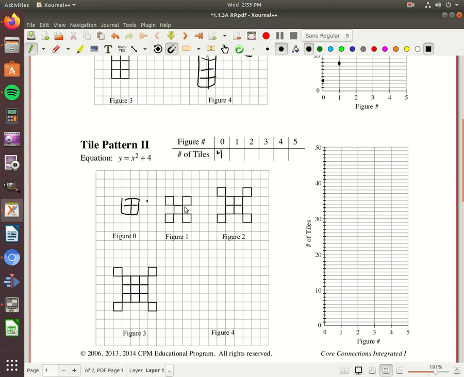But anyways, figure 1 has 5, figure 2 has 8, figure 3 has 9, 10, 11, 12, 13. Again, we could just go over here. 3 squared is 9 plus 4 is 13, which I will do for this one. This is going to be 16 plus 4 is 20. So again, we're going to have that 4 by 4 in the middle.